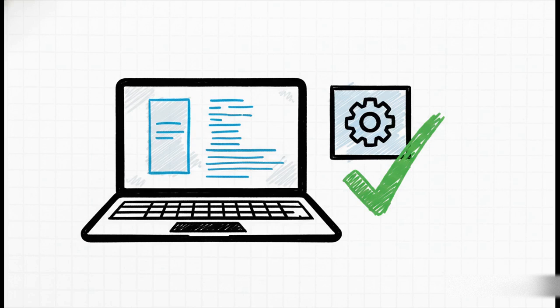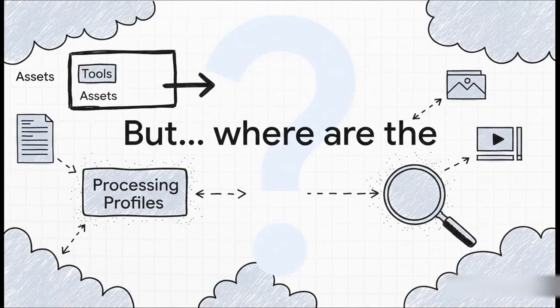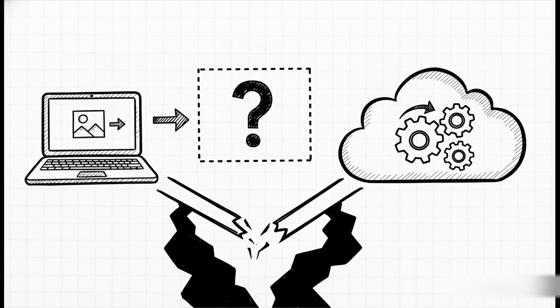So you've done your homework. You've followed the docs. You've got the AEM SDK up and running smoothly on your laptop. You are ready to write some code. You pop over to Tools, then Assets. You're looking for that familiar Processing Profiles button so you can get things set up just like in the cloud. And it's just not there. It's gone.